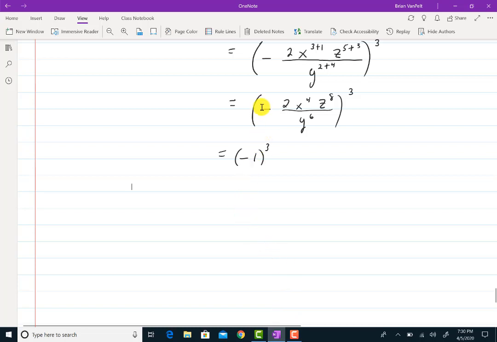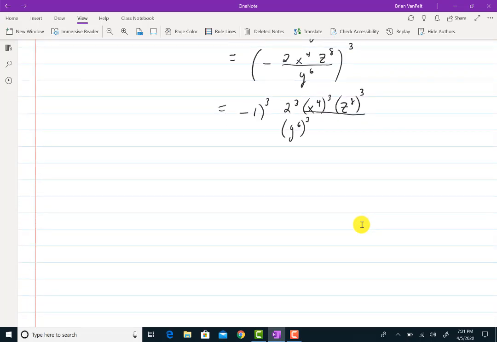This out here was a negative 1, so I'm putting it to the 3rd power. Then I'll have 2 to the 3rd, y to the 4th to the 3rd, z to the 8th to the 3rd. All of that is divided by y to the 6th to the 3rd. I'm not sure why I put a y there. Let me take it out. Change that to an x.